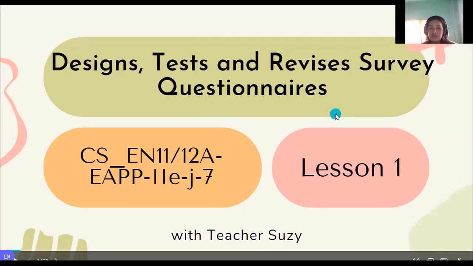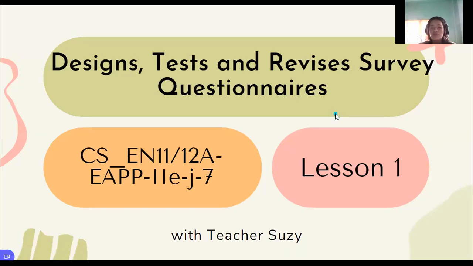Good afternoon, everyone. This is a new lesson for Module 6 for the fourth quarter. This is the Science Tests and Revises Survey Questionnaires. This will be the first lesson for this module, and you will learn how to write survey questionnaires.